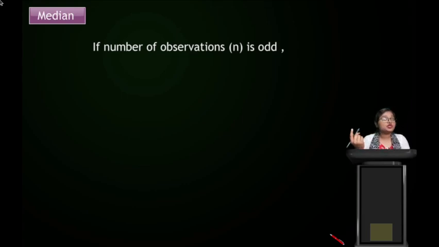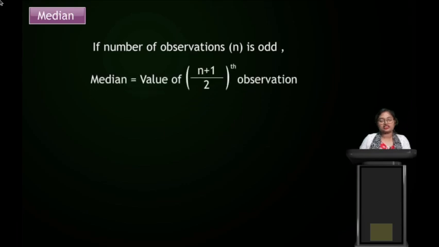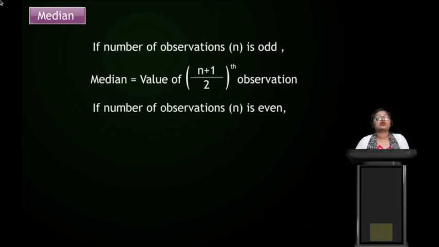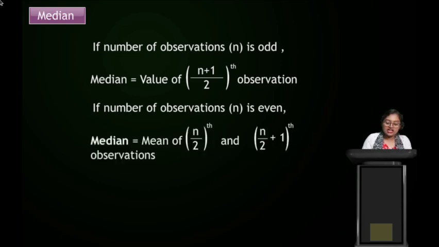So if the number of observations is odd, then we can take the formula, that is the median is equal to the value of (n plus 1) divided by 2 th observation. So when the number of observations is even, we can take the formula, that is the median is equal to the mean. Remember this, mean of n by 2 th and (n by 2 plus 1) th observation. So the median will be the mean of n by 2 th and (n by 2 plus 1) th observation. You have to remember this.